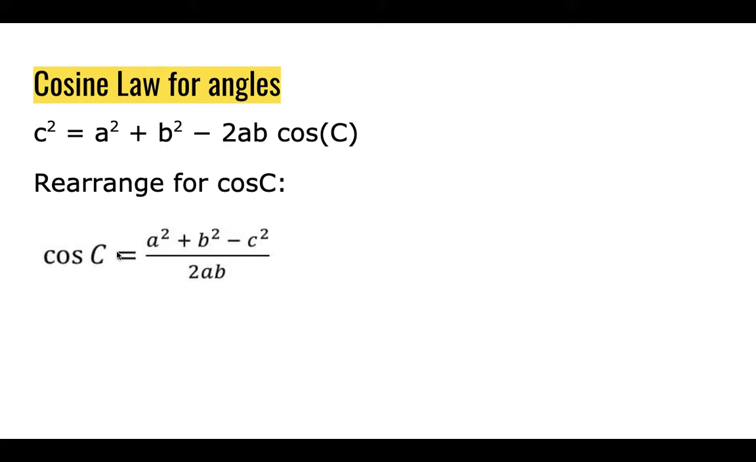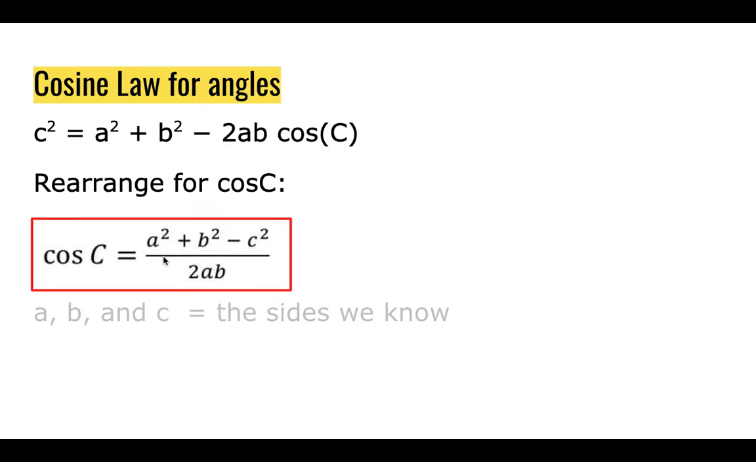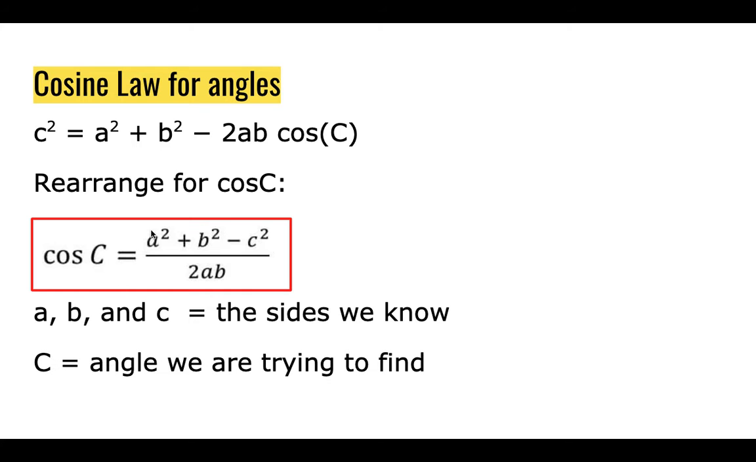Cosine of C is equal to a squared plus b squared minus c squared, all divided by 2 times a times b. Now again, this looks a little complicated because there's a lot of terms in it. But because the triangles give you these numbers, all you do is simply put the numbers in it and then solve. So there's the equation. Don't forget A, B, and C are the sides that we already know. And C is the angle we're trying to find.